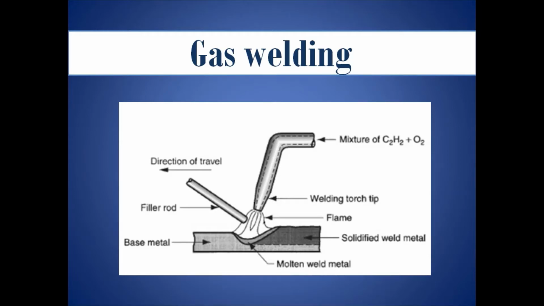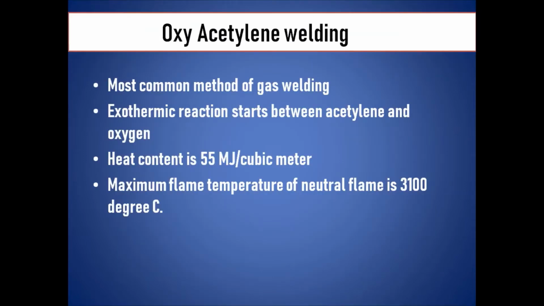So basically gas is used, and the first that we are discussing in this video is the oxygen and acetylene mixture. This is the most common type of gas welding process. Another type is the oxygen hydrogen process, but oxygen hydrogen is an older method compared to oxy-acetylene, which is not very efficient. So mostly oxy-acetylene is used, and there is an exothermic reaction between oxygen and acetylene. Acetylene is burned with the help of oxygen. The heat content generated is 55 megajoule per cubic meter, as you can see. These temperatures we are going to discuss in the next slide.